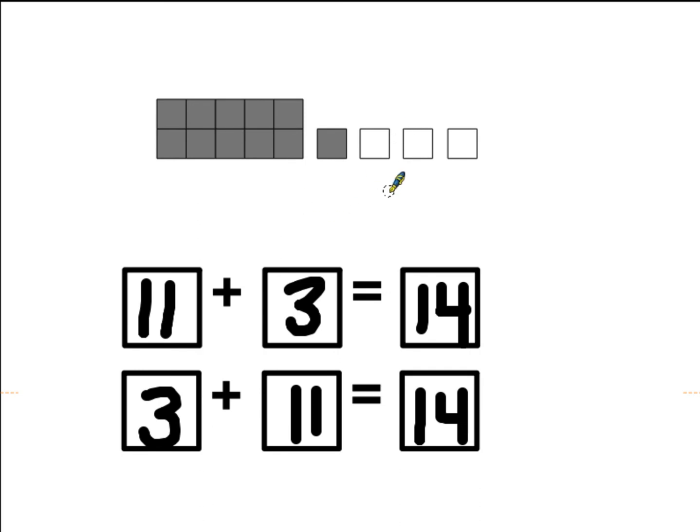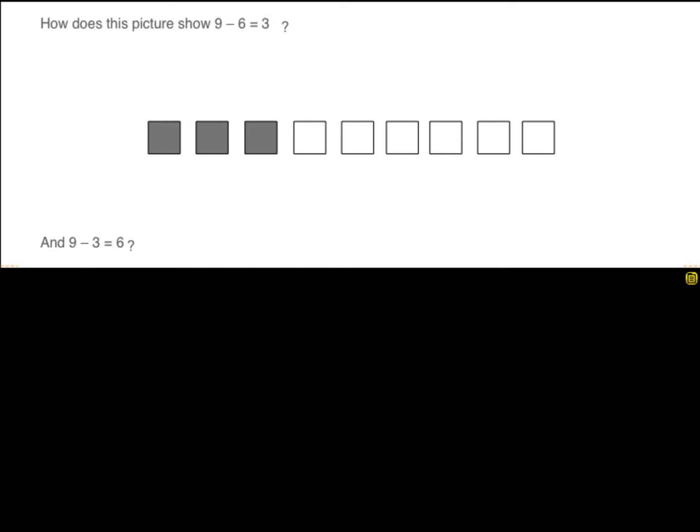So you should always be able to make two number sentences that talk about this picture. But we can do more than adding number sentences. We can do takeaway sentences. So we can take away the gray ones. How many gray ones did we have? 3. We can take away the 3. But do we put 6 first?